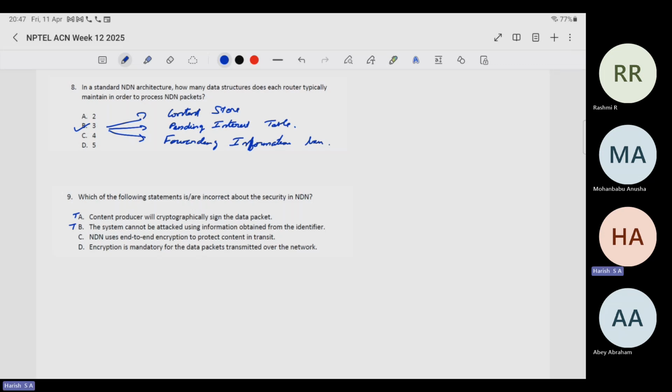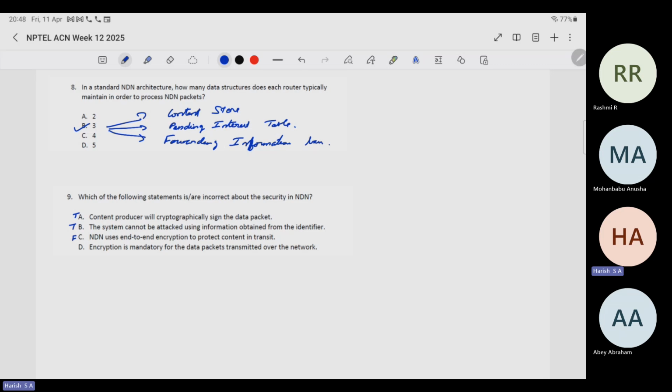NDN uses end-to-end encryption to protect content in transit. Sorry, it does not. It does not essentially mandate it. Although NDN encryption can be used, NDN does not completely depend on end-to-end encryption to secure its channel. It uses only signature-based verification, which was the first option. So this is not true.